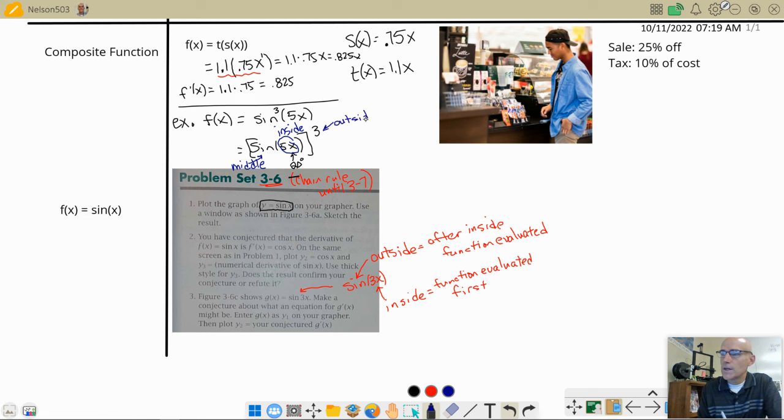So think about it for a second. The outside function is a power function. So at some point when we take the derivative of a power function, we're going to just do the power rule, all right? When we take the derivative of the middle function, what's the derivative of the sine function? We just conjectured, I didn't do a proof of it, that it's cosine, right? And then we're back inside to a 5x function. What's the derivative of 5x? We're just back to a power rule function.